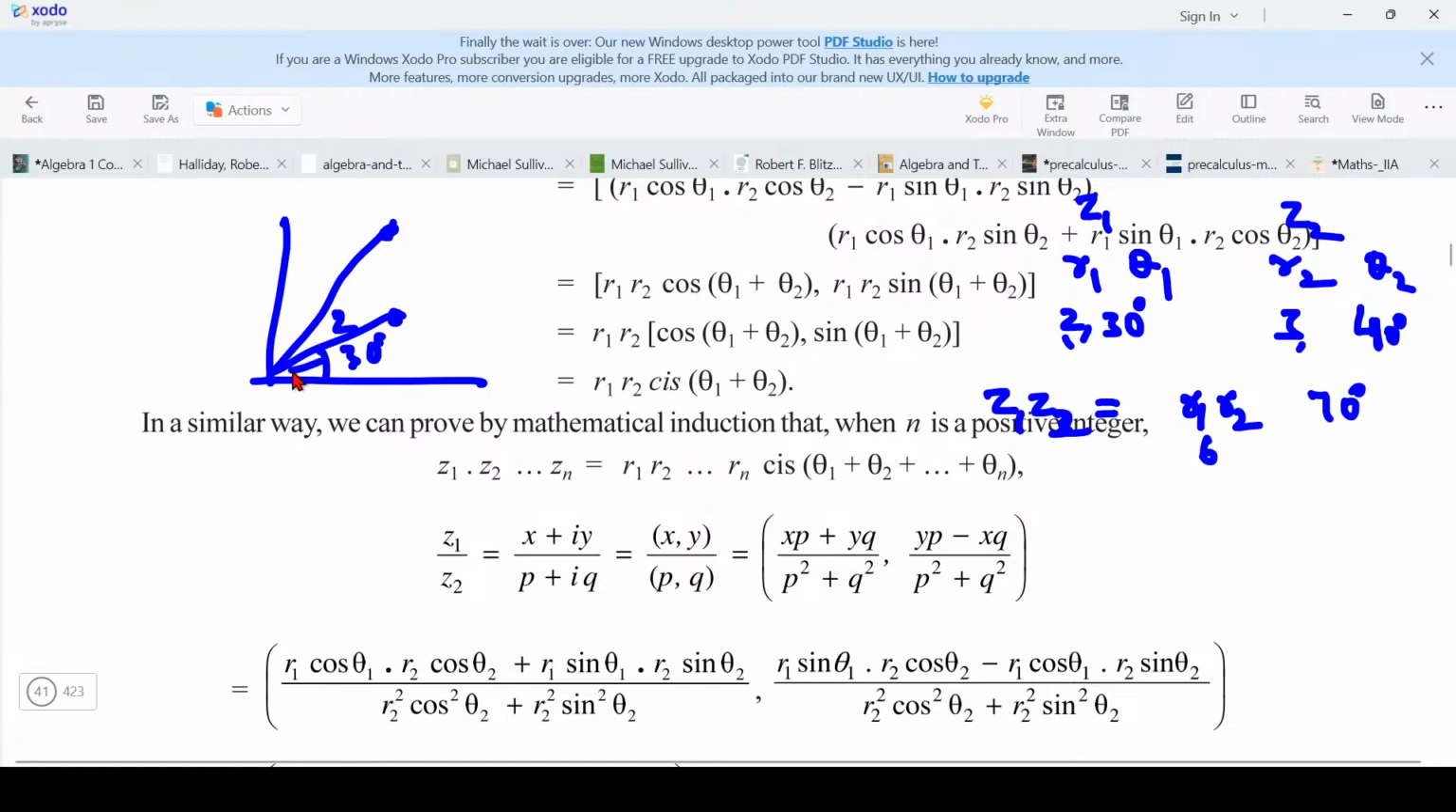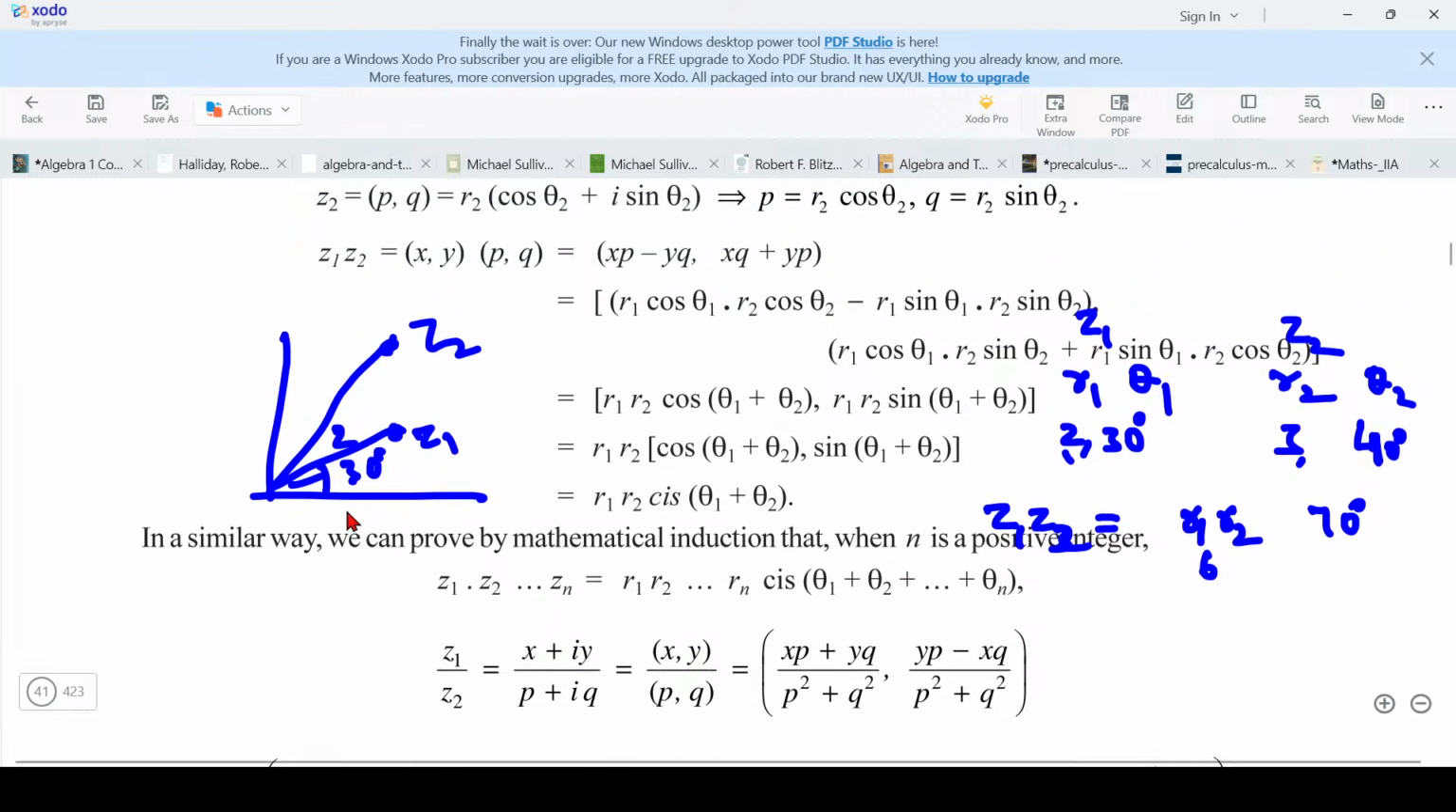So if you multiply these two, this is Z1 and this is Z2, then you will get a third complex number whose magnitude is 2 times 3, which is 6. That means it should be very big. At the same time, what is this angle? This angle is this 30 plus that 40, total 70 degrees. Understood?